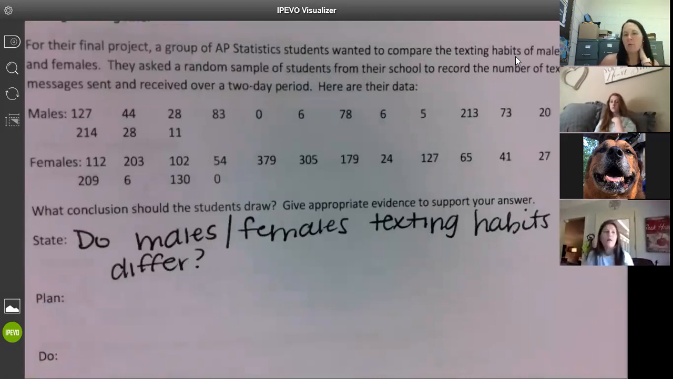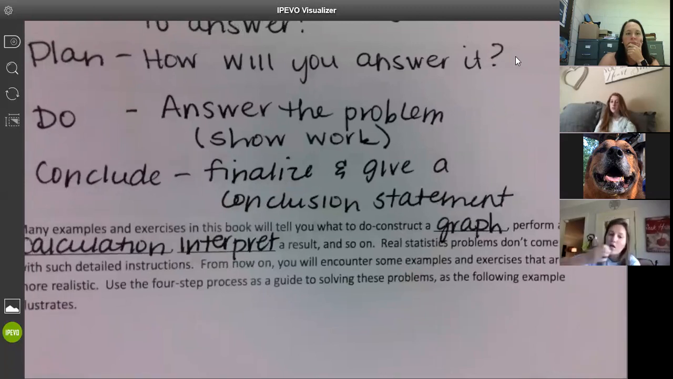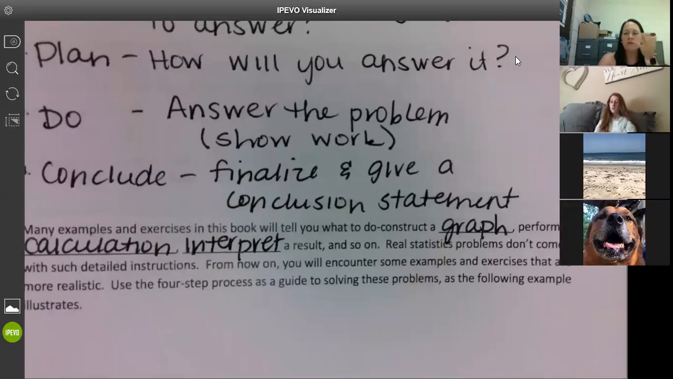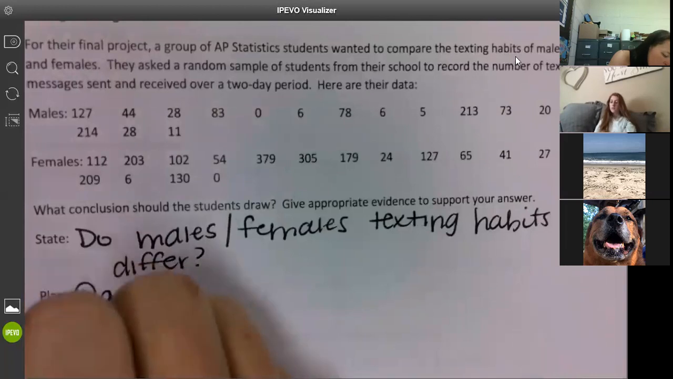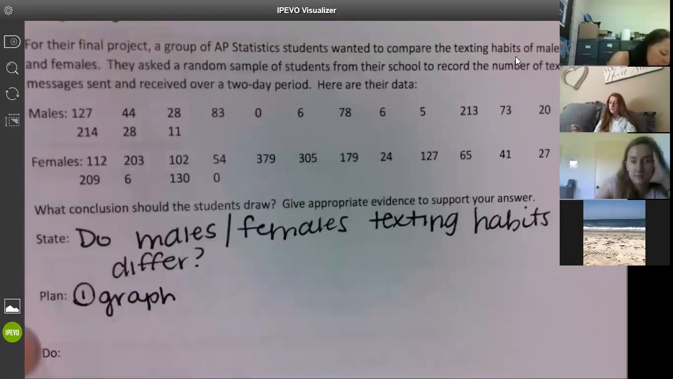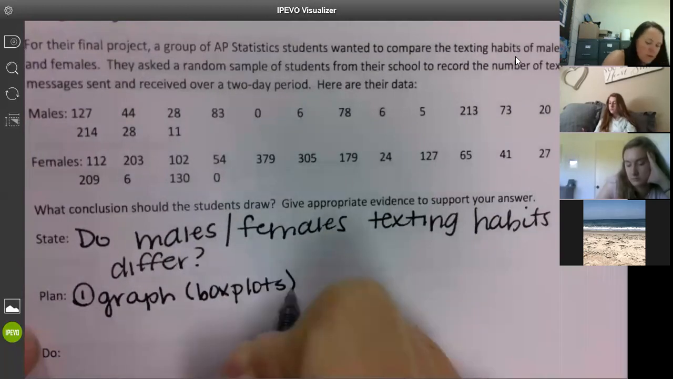We just wrote it on that last paper. What did they tell you to do? What did they say in that last paragraph? Construct a graph. Construct a graph. What did I tell you the best graph to do was? What's the easiest one to do? A box plot. Yeah, let's do it. How many are we going to do? 2. Okay. So we're going to do males and females.